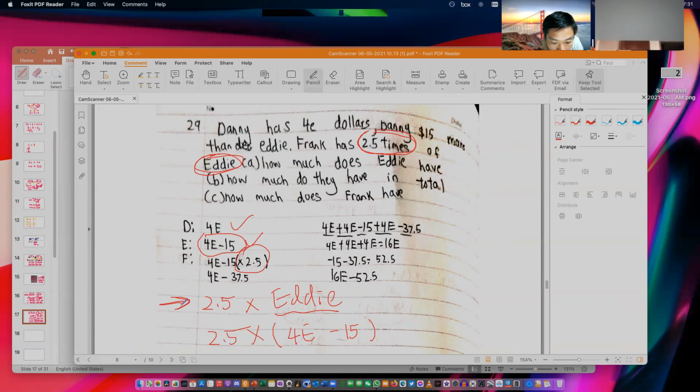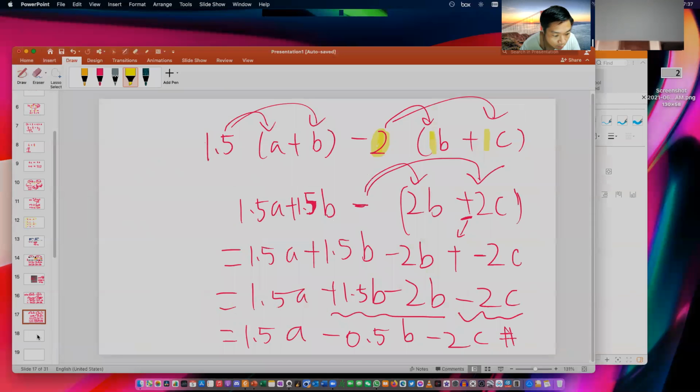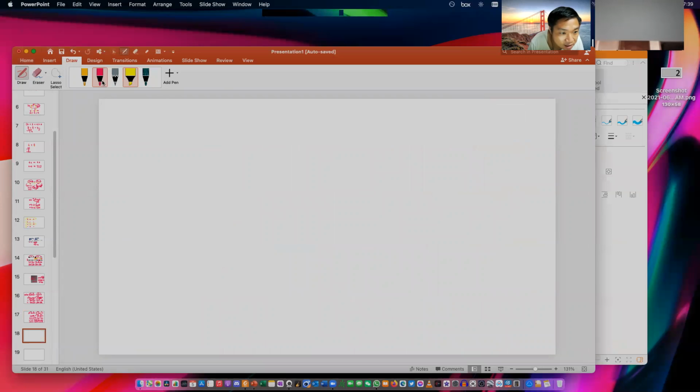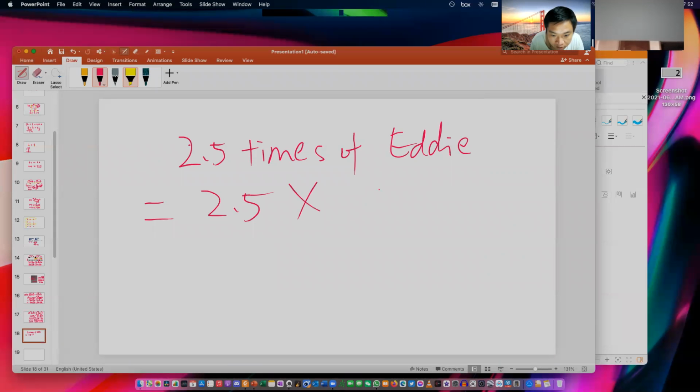Am I right or not? Yeah. So if 2.5 times AD, basically, this is simply like this. You just write 2.5 times of AD. So this is the English part. So I'm going to change this to a math part. It's 2.5 times AD. Can you see?